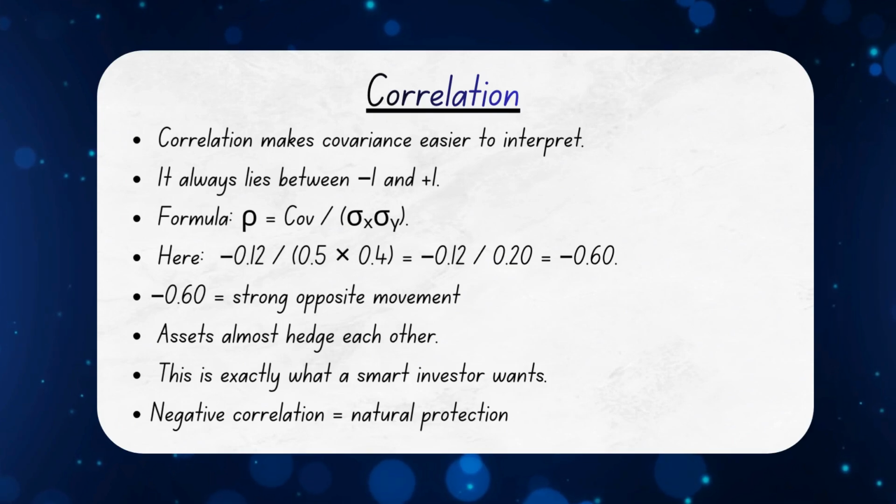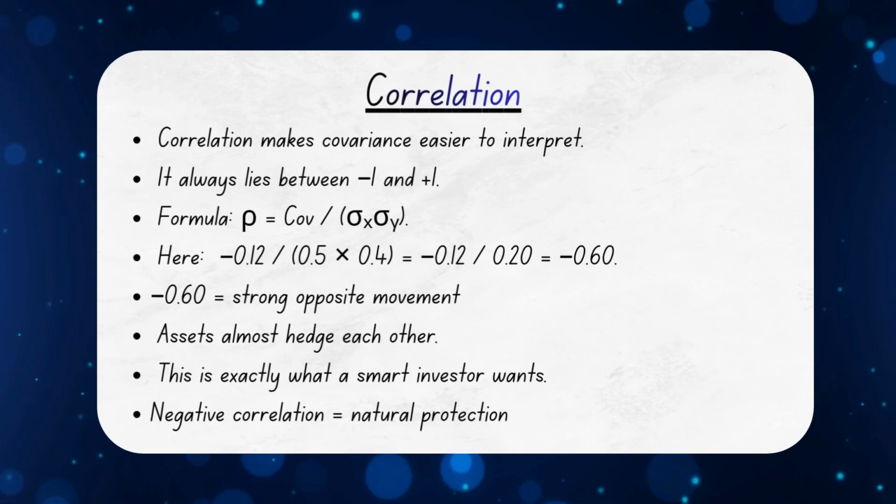To better understand this relationship, we calculate correlation by dividing covariance by the product of their standard deviations, giving negative 0.12 divided by 0.2, which equals negative 0.60. That's a strong negative correlation, meaning the assets hedge each other.